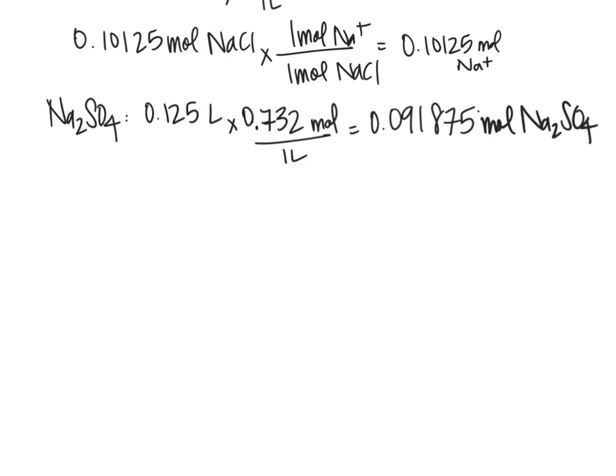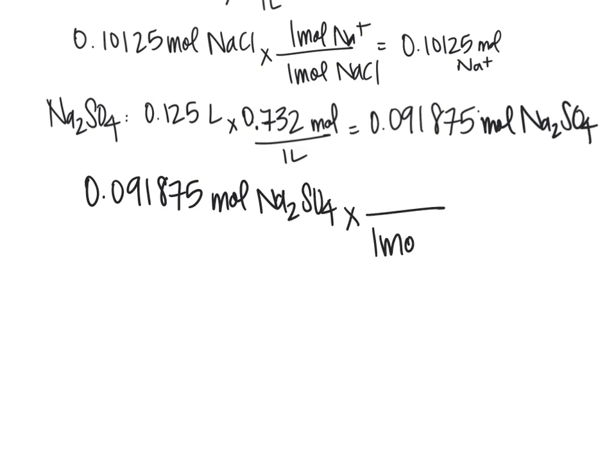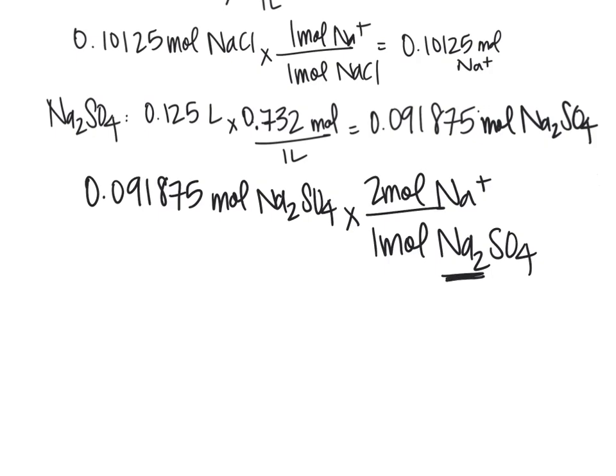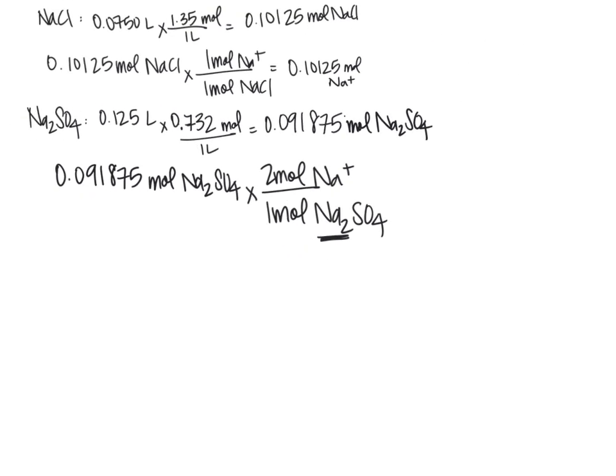Now it's just asking for the moles of sodium ions, so we need to convert the moles of sodium sulfate to moles of sodium. So if there are 0.091875 moles of sodium sulfate, for every 1 mole of sodium sulfate, there are 2 moles of Na+. I got that directly out of the balanced chemical equation. There are 2 moles of sodium for every 1 sulfate molecule. So in that case, we get 0.18375 moles of Na+.